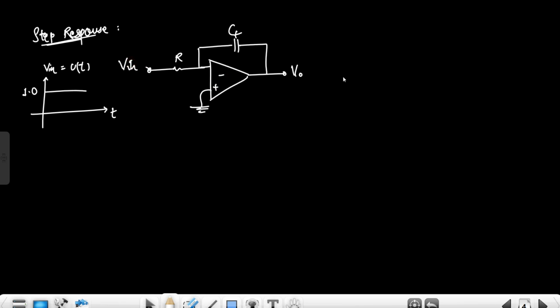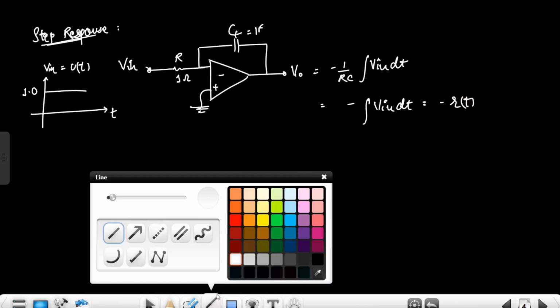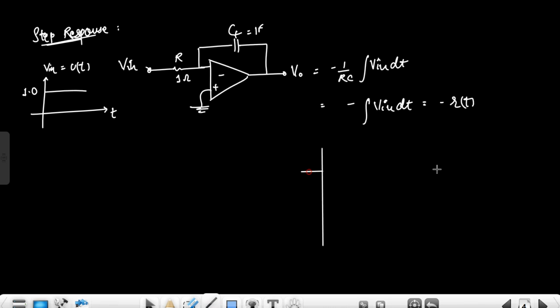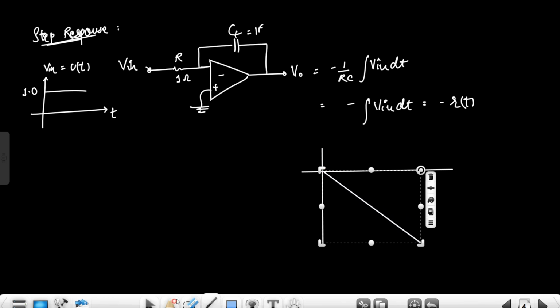So now what was the output? The output is minus 1 upon RC times the integration of Vin dt, and for simplicity let's say I have taken just 1 ohm and 1 farad. So it will simply be minus the integration of the input, which is the integration of the unit step, that is minus of t, right? So the output will be negative, like this. This is the output.